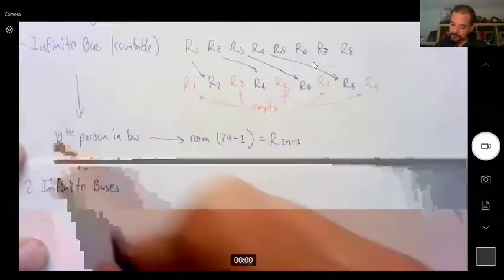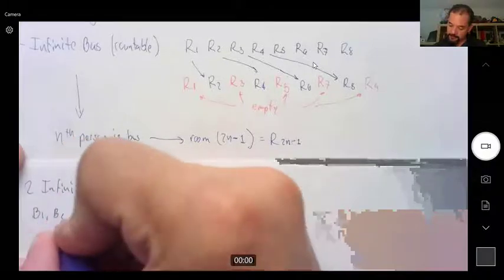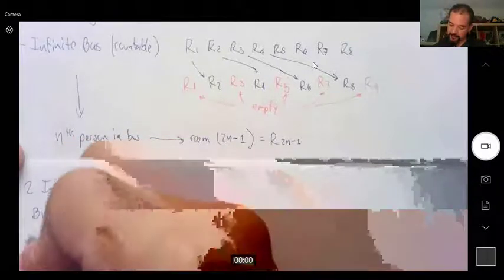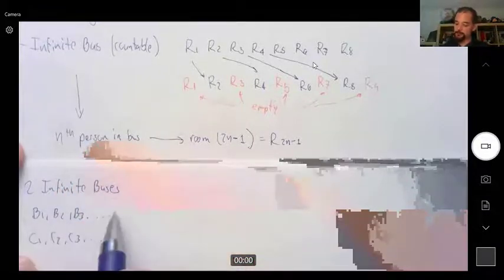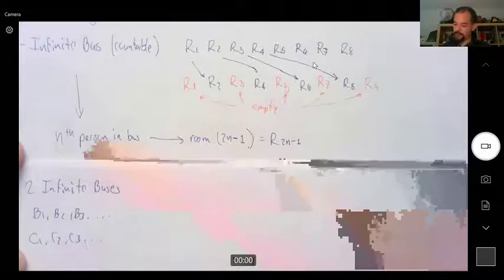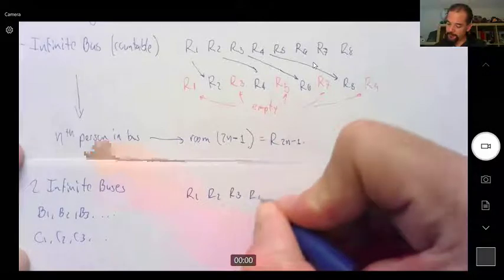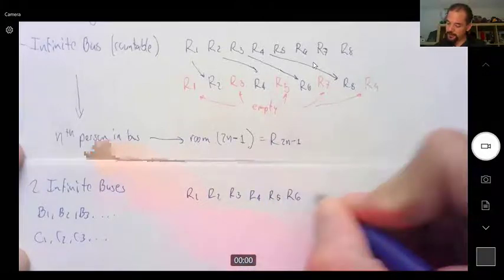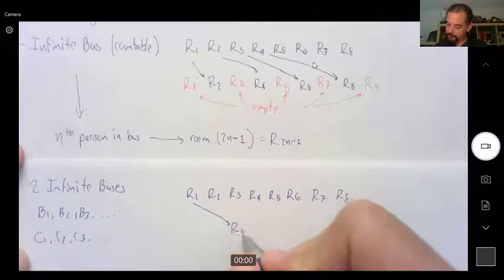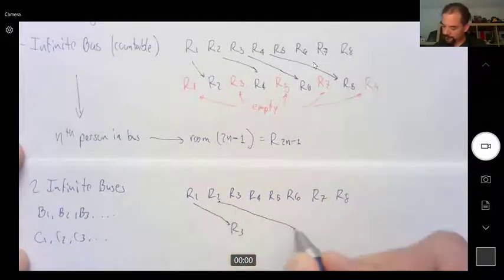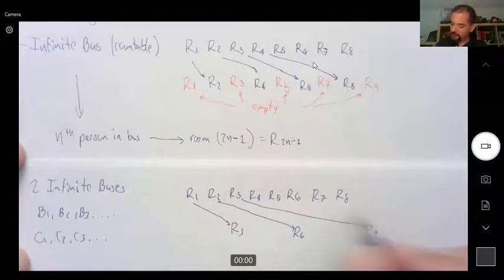So let me call them B and C. So you have B1, B2, B3, infinite, and then C1, C2, C3. So these are the people in boss 1, and these are the people in boss 2, right? And then here are the rooms. Room 1, room 2, room 3, room 4, and what you're going to do is ask everyone to go to triple the room. So this guy will go to room 3, this guy will go to room 6, and this guy will go to room 9, right? Everyone gets their own room.